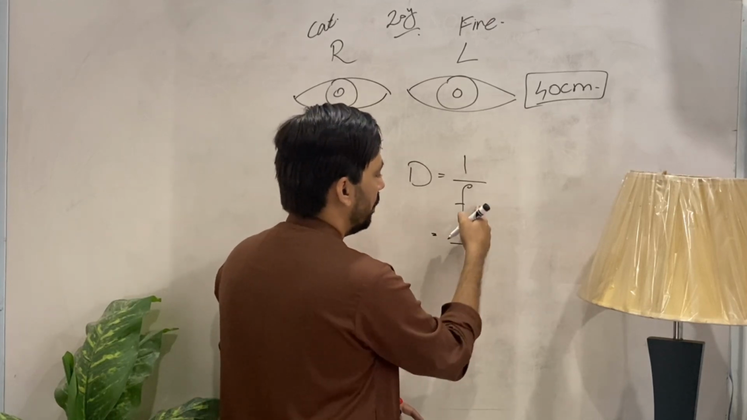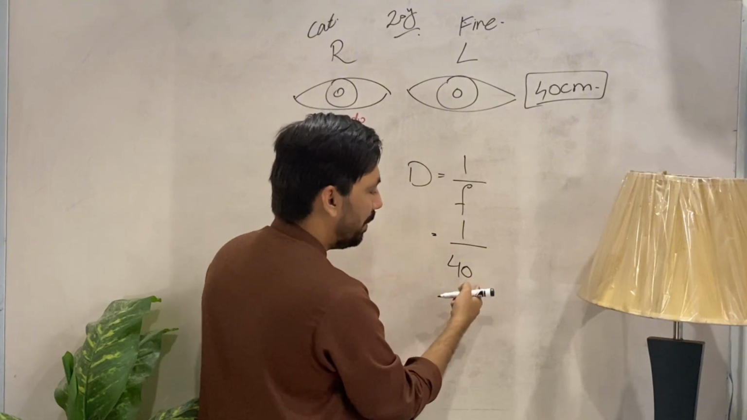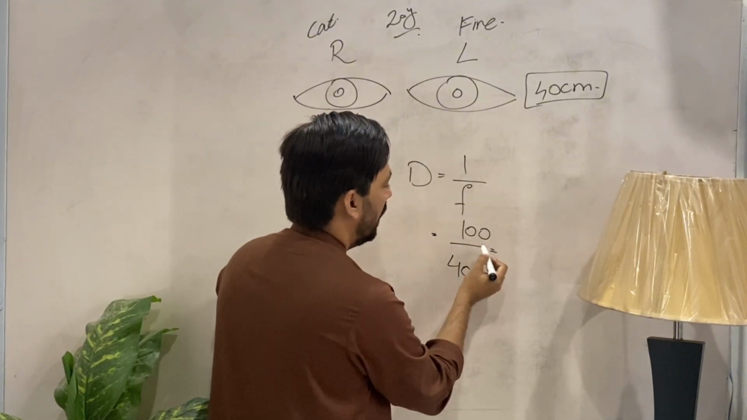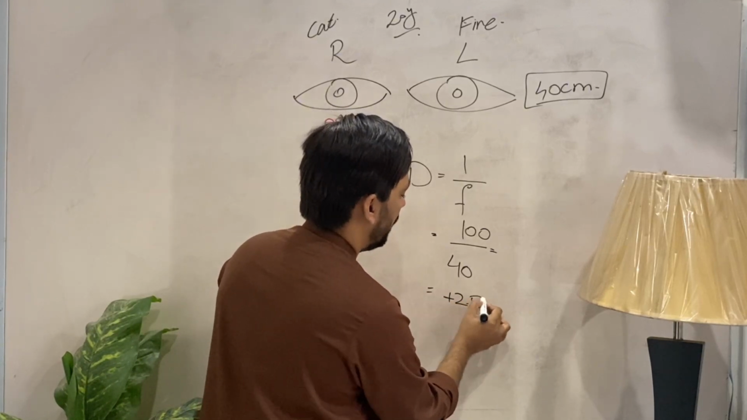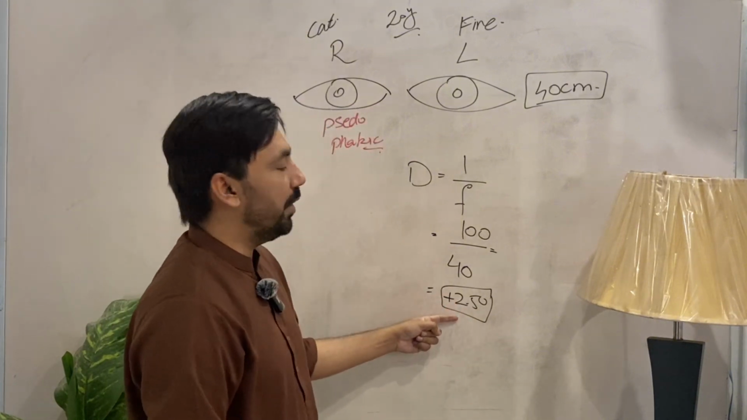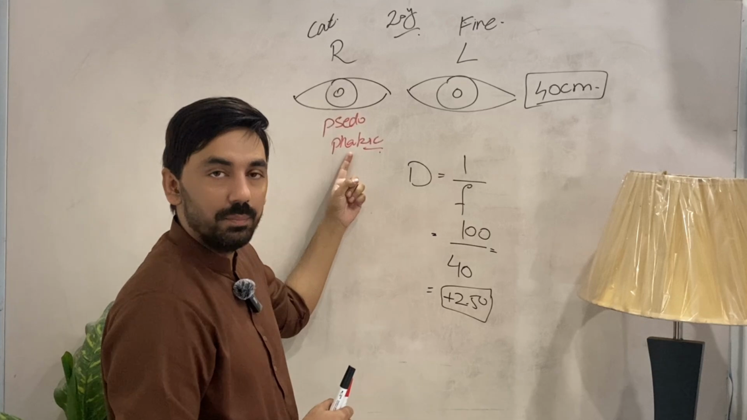So we have 1 over f is 40 centimeter, and this is in centimeter. We will convert into meter, and we can write it as 100 over 40. So 100 over 40 will be plus 2.5 diopters. So we will prescribe 2.5 addition in the right eye, in the pseudophakic eye, right?